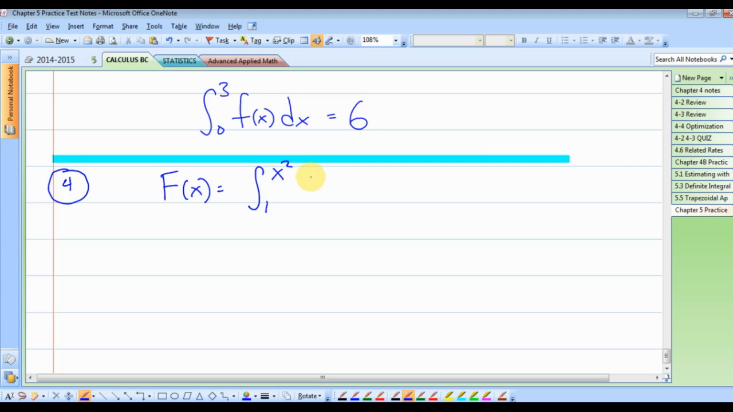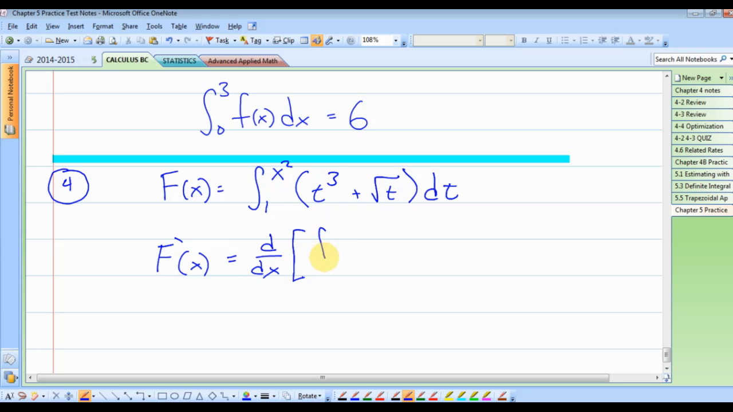I'm seeing a lot of people do this problem inefficiently, or in a way that's going to get them the wrong answer eventually. So I'm supposed to find f prime, right? And I don't see a lot of people taking the extra step to do this. Just write it out.